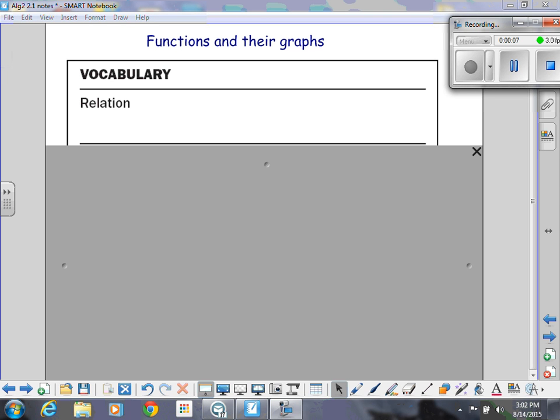Please remember that if you need to stop and write things down, you can pause the video throughout as you need to. So first let's talk about some vocabulary.